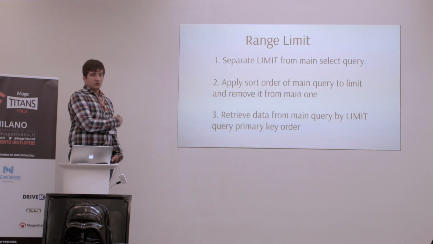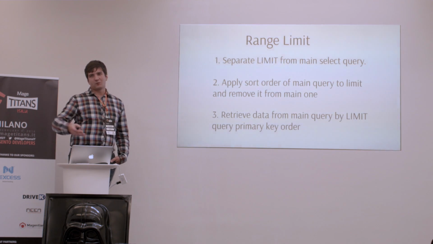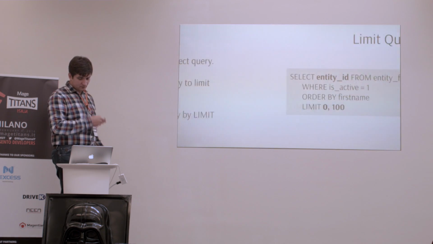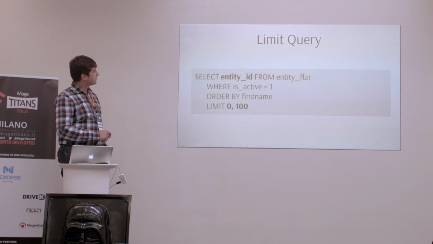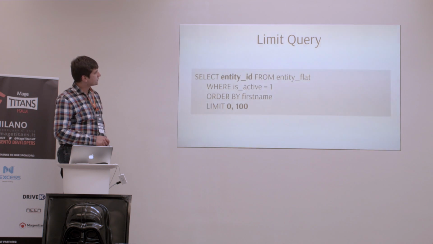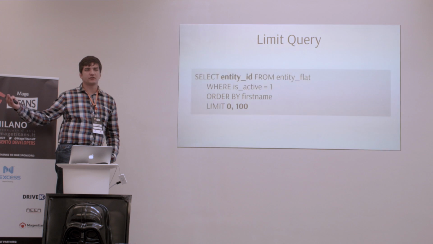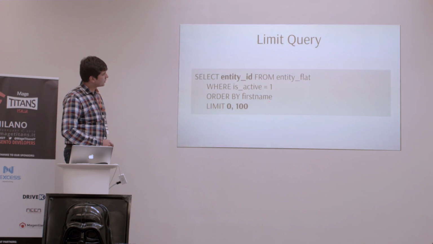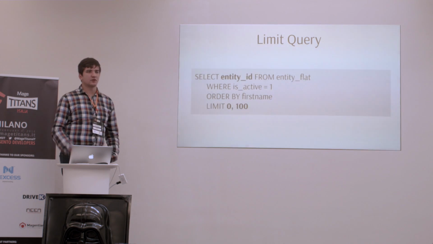And we can just retrieve the data from the main query by applying a filter from the IDs retrieved from the limit query. So the limit query looks quite simple. I retrieve only the ID, and I apply some filters, for instance. I retrieve data from the flat table, not from the entity table in this case, because I only use tables that are used for filtration and sorting. Then I order by first name, and I retrieve, for instance, the first 100 records.